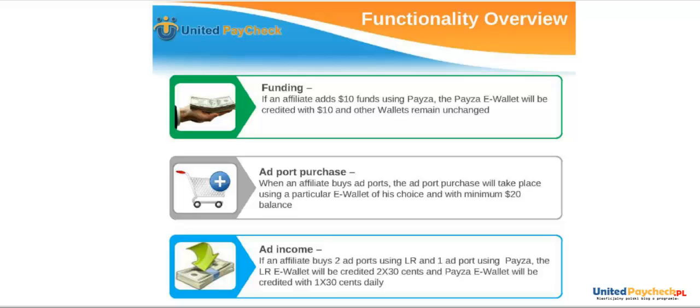Number 2 is the ad port purchase. When you buy an ad port, the purchase would take place using a particular e-wallet of your choice, with a minimum of $20, of course. If you select an e-wallet that has sufficient balance to buy the number of ad ports you want, the purchase now button will complete the process by deducting the amount from that selected e-wallet.